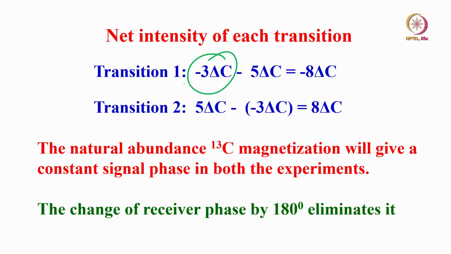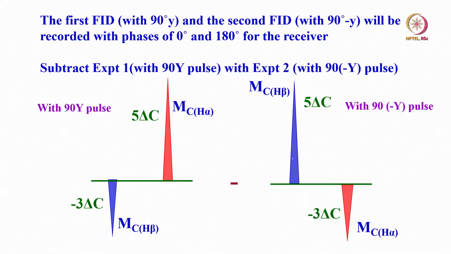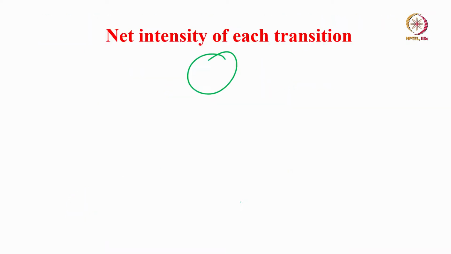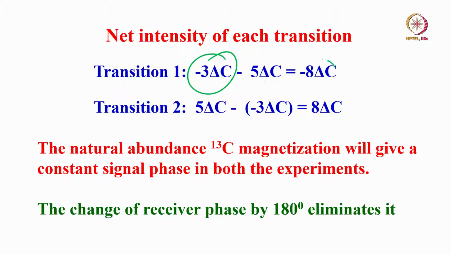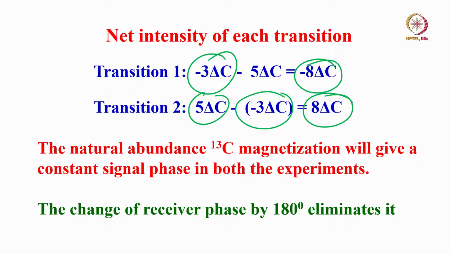When you do the subtraction, remember, never add it up. If you add it up, you are going to have a difference in the intensity, because this is minus 3, this is plus 5, we will get 2. But I am subtracting: minus 3 minus 5 will become minus 8. Similarly, the other component, plus 5 minus of minus 3, is equal to plus 8. So what did we do? We got the gain in the intensity of the signal, and the antiphase character, everything whatever is there, we can take care of. But natural abundance carbon 13 will give a constant signal in both the experiments.